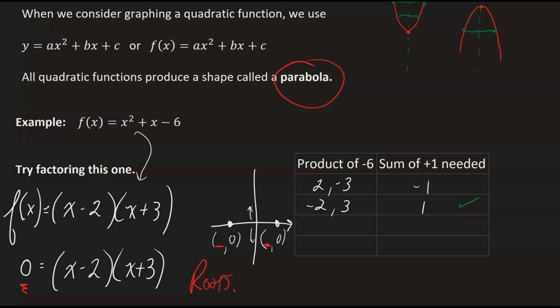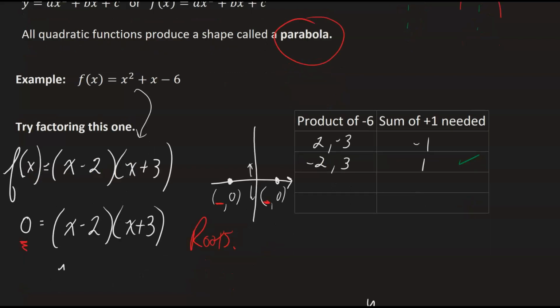So in our last examples and our last videos that we watched, when we found roots, we were actually finding where the parabola crossed the x-axis. And these are significant points because they help us for graphing. So the roots in this case are x minus 2 equals 0 and x plus 3 equals 0. And that means that x equals 2 and x equals -3.